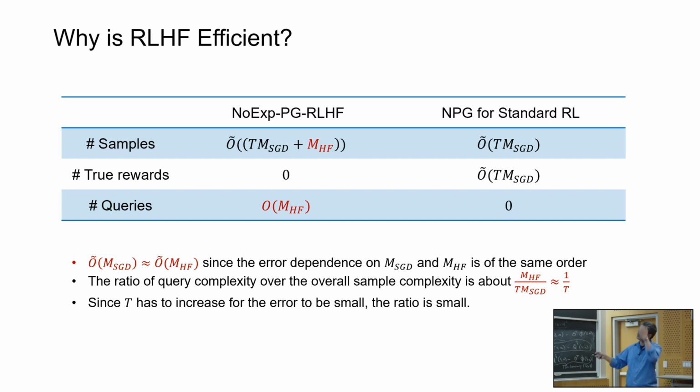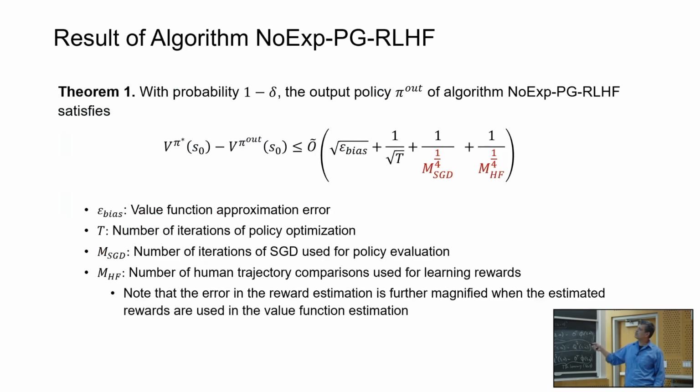So basically, overall, the idea is that the extra amount of samples that you need, the ratio of that is MHF divided by MSGD times T, and this is approximately 1 over T because these two are of the same order. So in partial answer to Martin's question, suppose this was m power half, like in the Jordan result. Suppose it doesn't get worse. It can only improve our result.